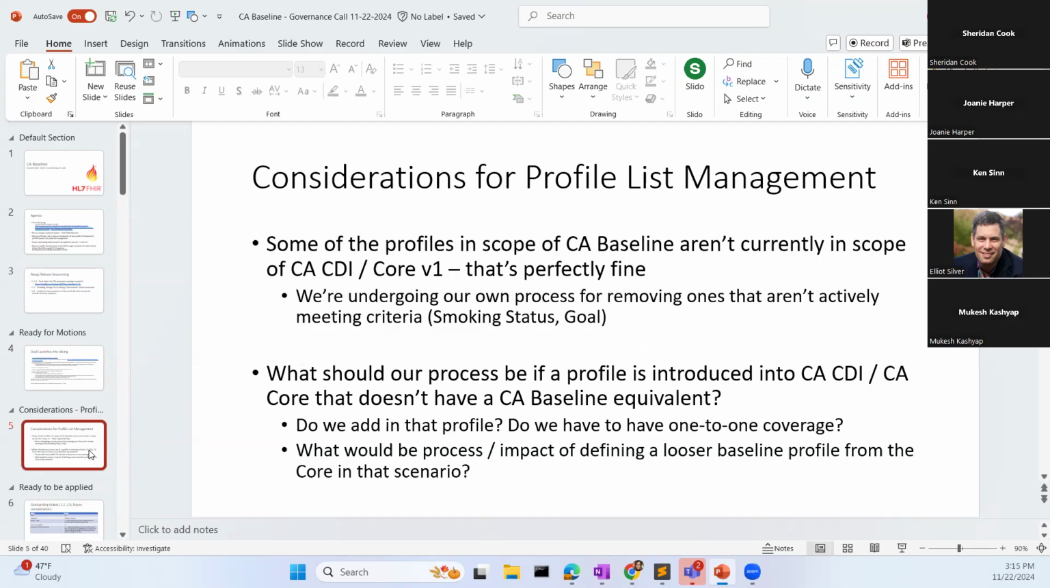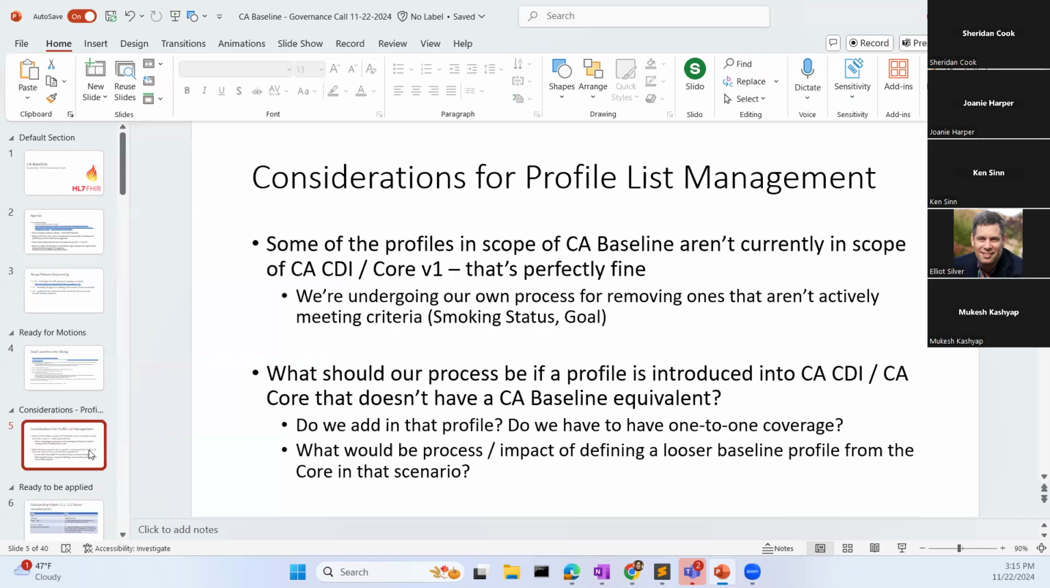I think the next topic, which is around profile list management, is also the inverse, which is we've never really talked about how things might get introduced as new profiles, because we just started with this original list from US Core and we've not really added anything since then.